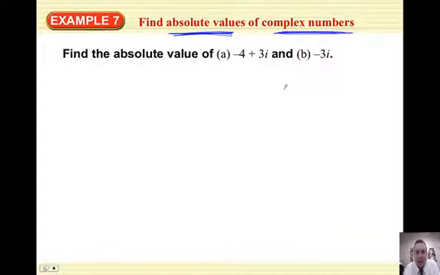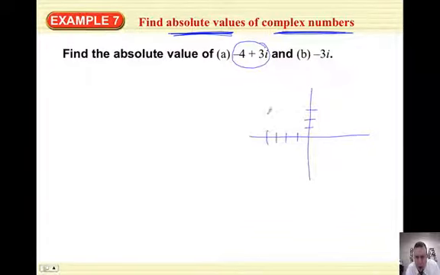Now what does that even mean? How would you even find the absolute value of a complex number? Well, to find absolute value means how far it is from 0. Let's talk about this right here: negative 4 plus 3i. Let's plot it real quick. I just want to show you something. Negative 4, 1, 2, 3, 4. Positive 3, 1, 2, 3. Negative 4 plus 3i is right here.